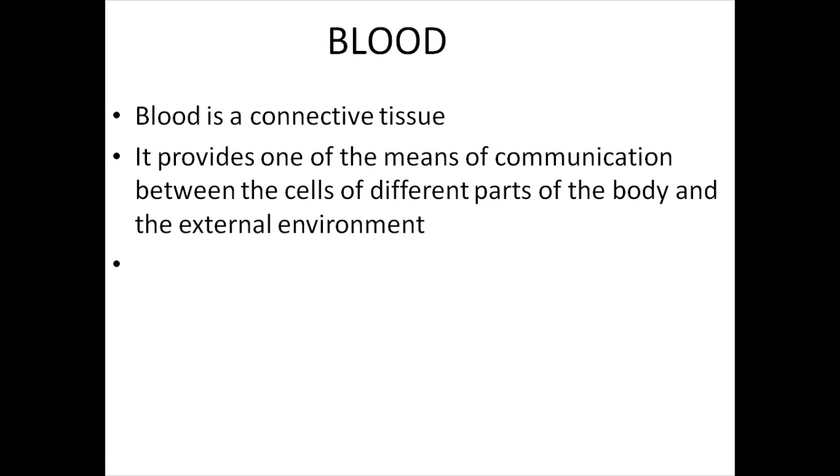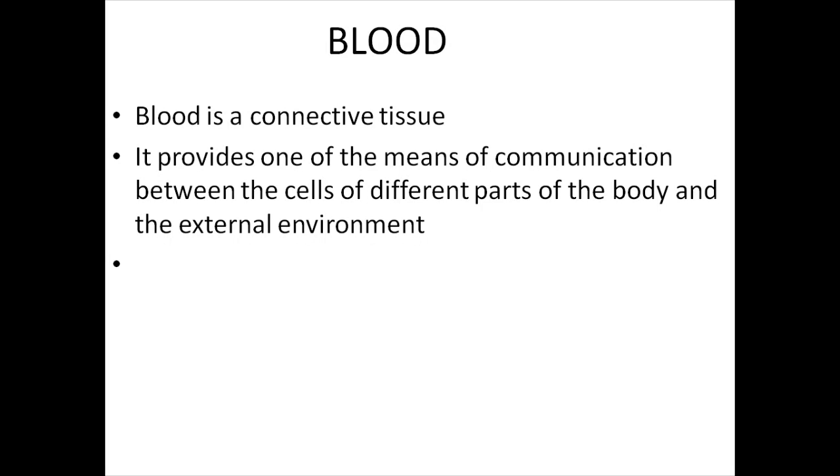So, blood is considered to be a connective tissue. It provides one of the means of communication between the cells of different parts of the body and the external environment. So, it's a communicative tissue that offers a communication or transportive function between cells. Different cells of the body within the internal part of the body communicate to one another through blood. They release their products and entities into the circulation to other parts of the body, such as nutrients, oxygen and so forth.